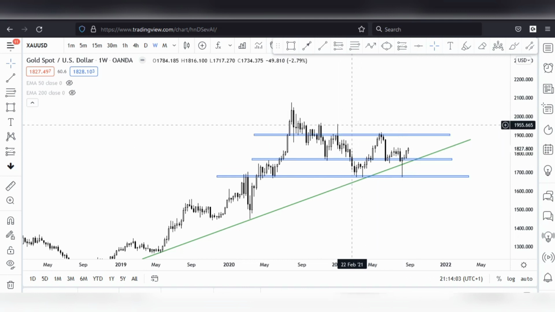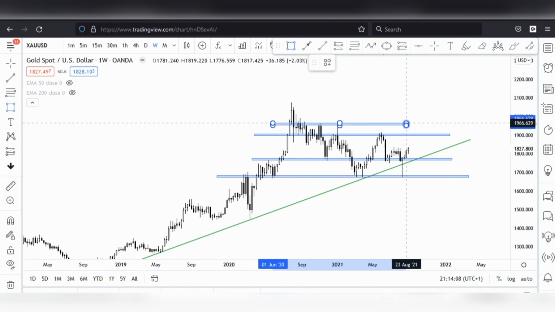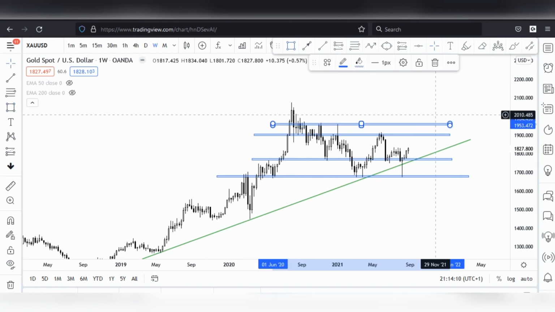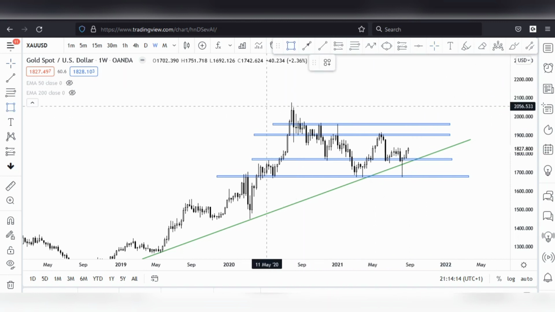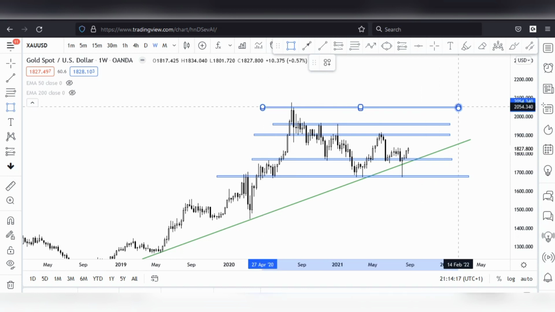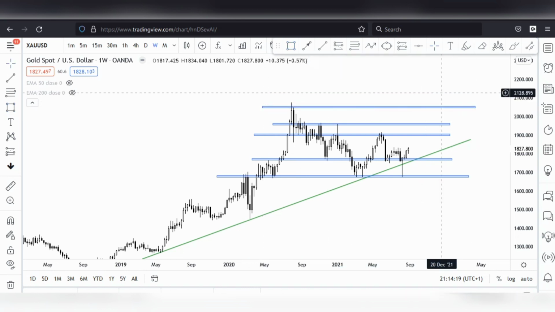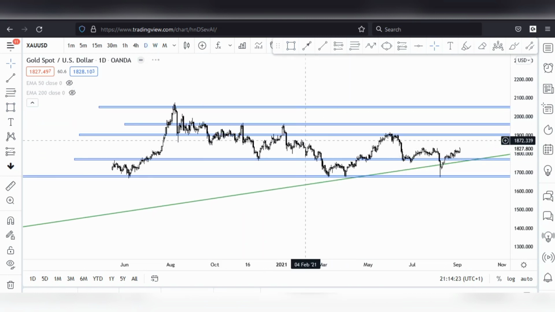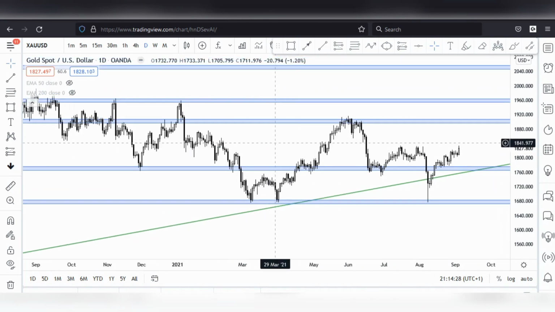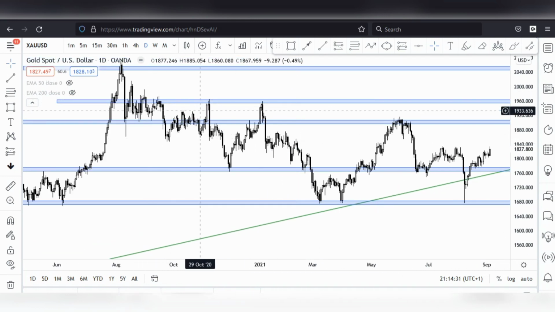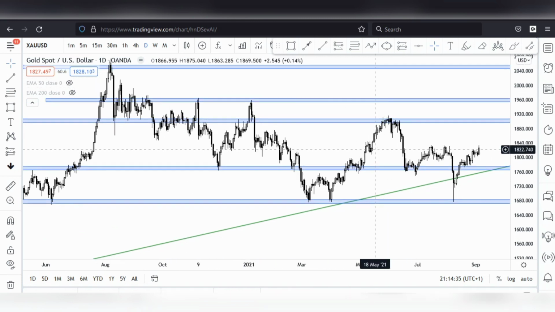Okay, then we can also identify other smaller areas from here, and you see them clearly on other smaller time frames. Okay, so when we go to the daily time frame, you can see what I mean on the daily time frame. All right, so these are the areas that we identified over here, and here as well.